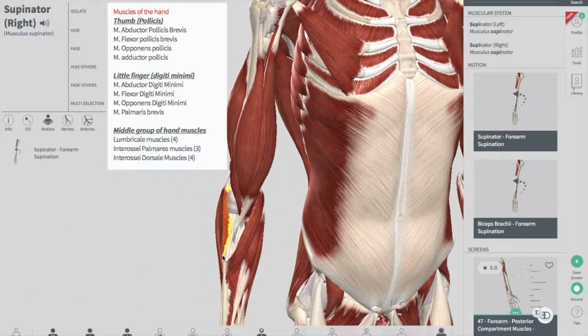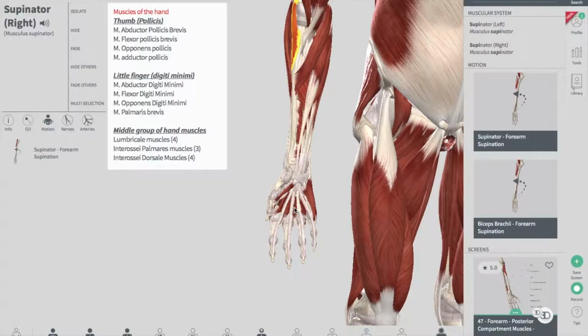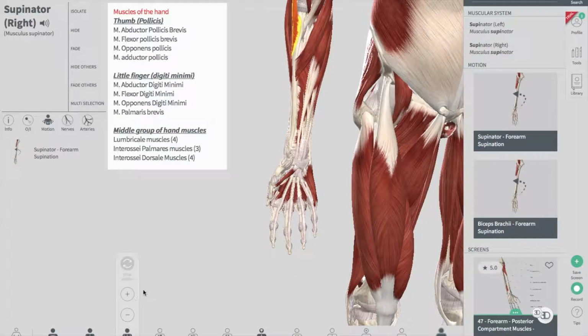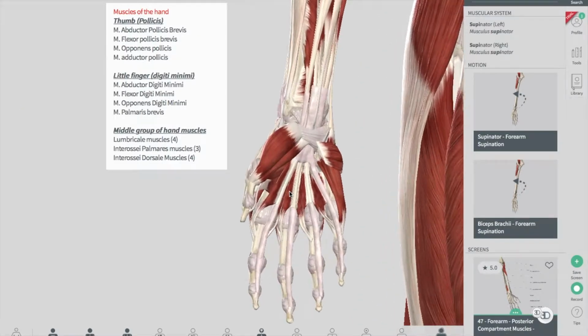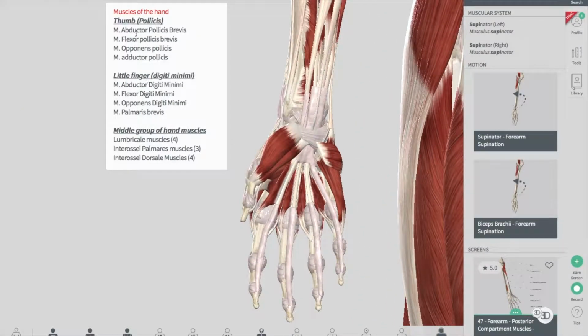Let's go ahead and go over here. There we go. And activate all the muscles. There we go. So the muscles of the hand are divided into 3 groups. You have the muscles of the thumb and muscles of the little finger, digiti minimi, and the muscles of the middle group of the hand muscles. So let's start with the muscles of the thumb.